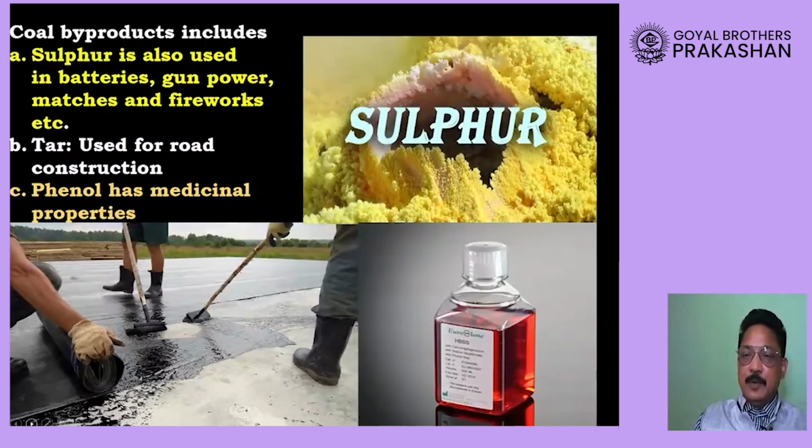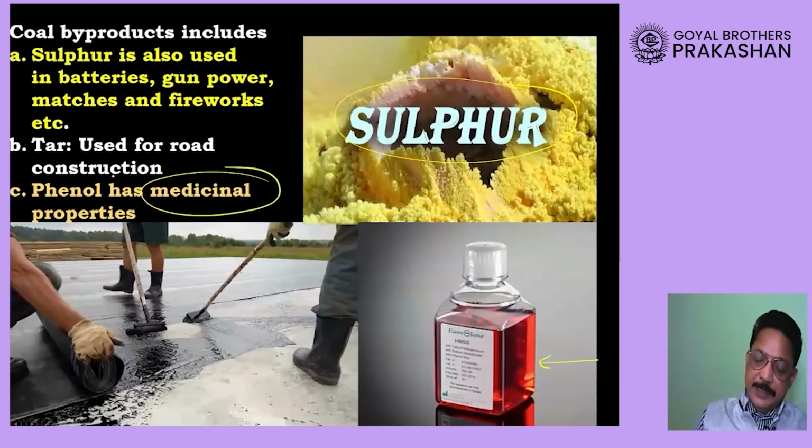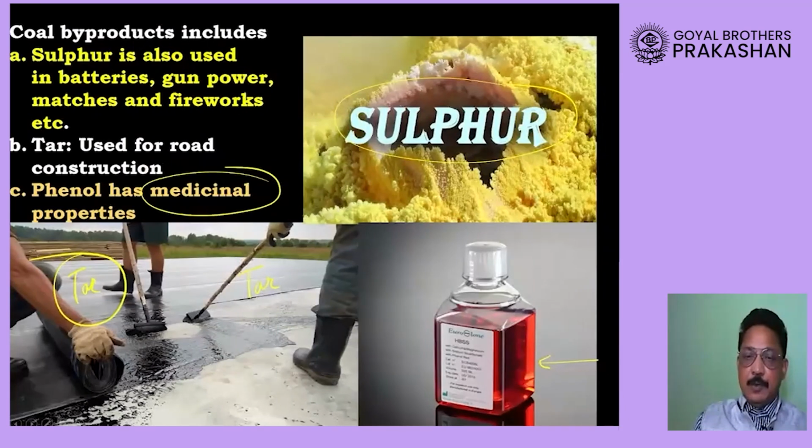I said some time back, coal is used to make some ingredients in the chemical industry. For example, you can see here sulfur, a byproduct of coal, which, as I said, is useful for making pesticides. Then we are also making phenol, which has a medicinal property. Tar, in local language we call it dumber. This tar that you are seeing here is used for making roads. So this tar is also obtained from coal.